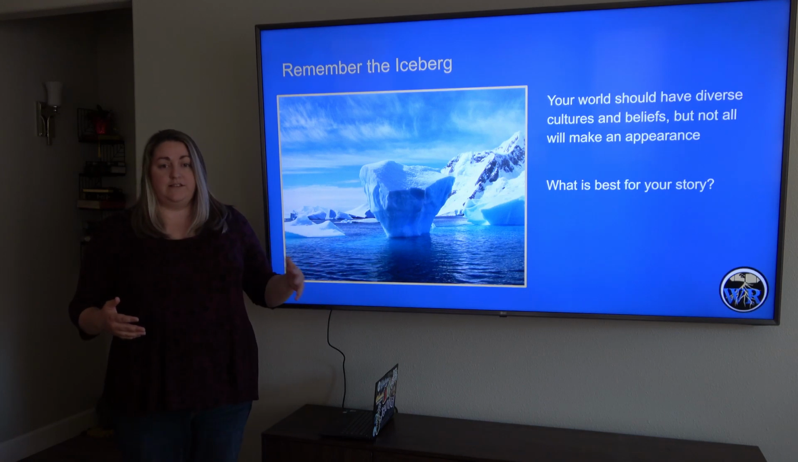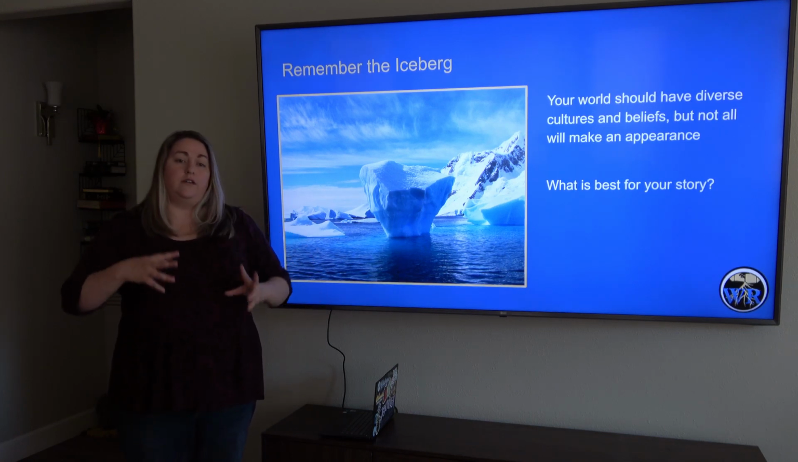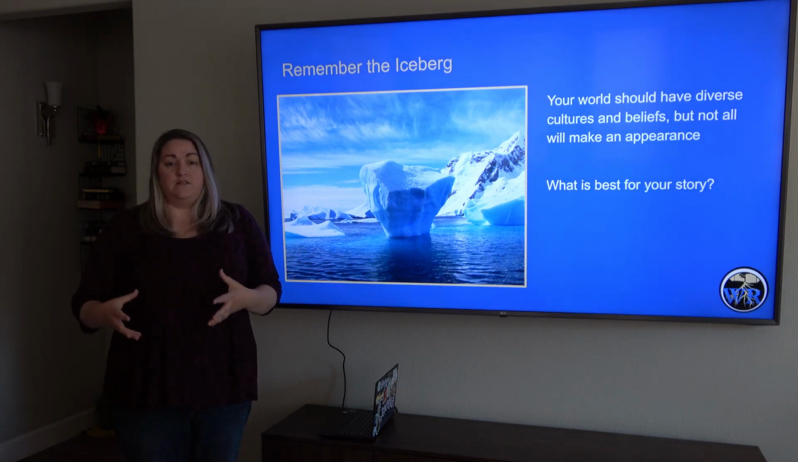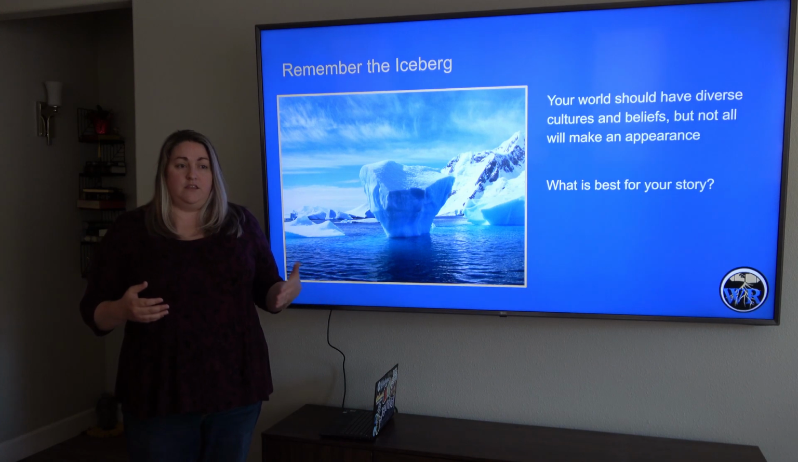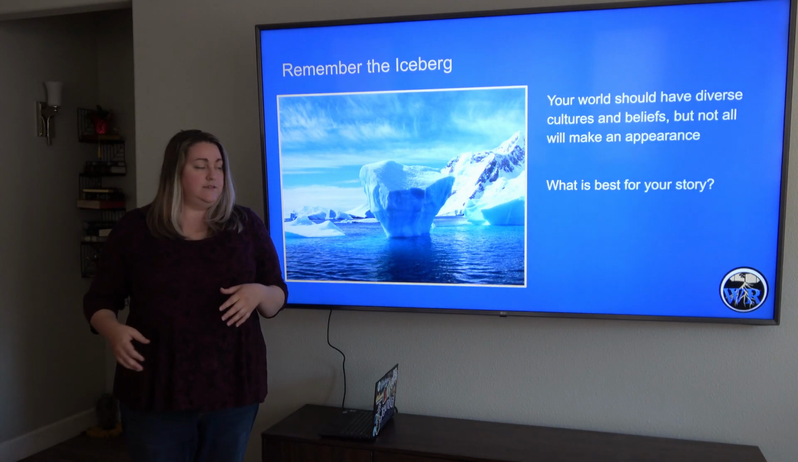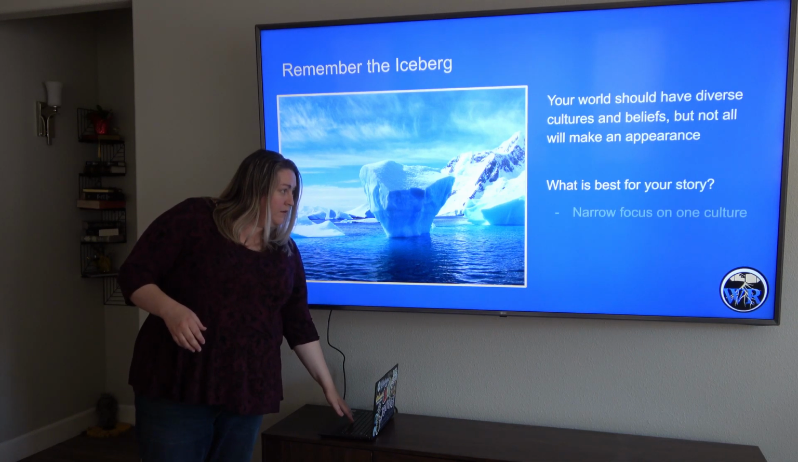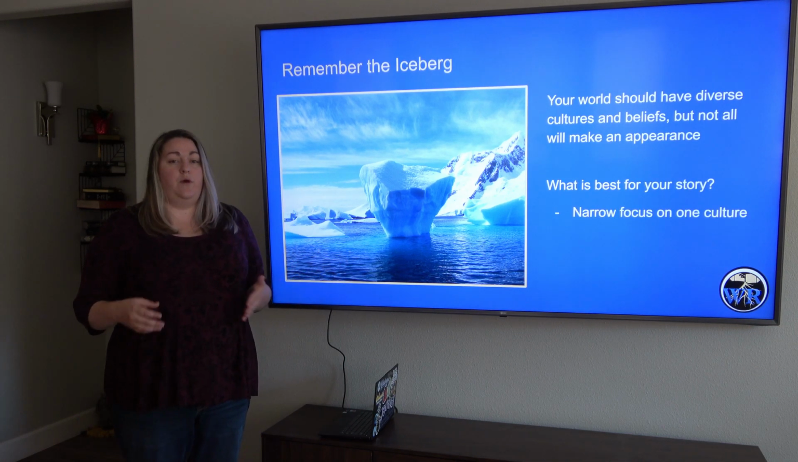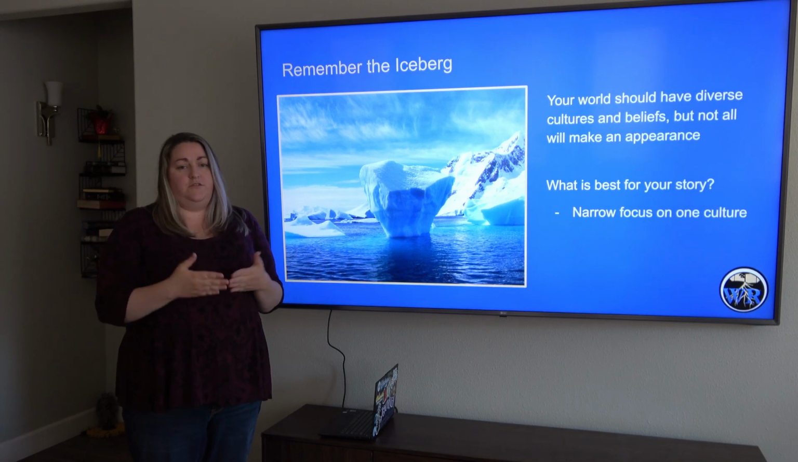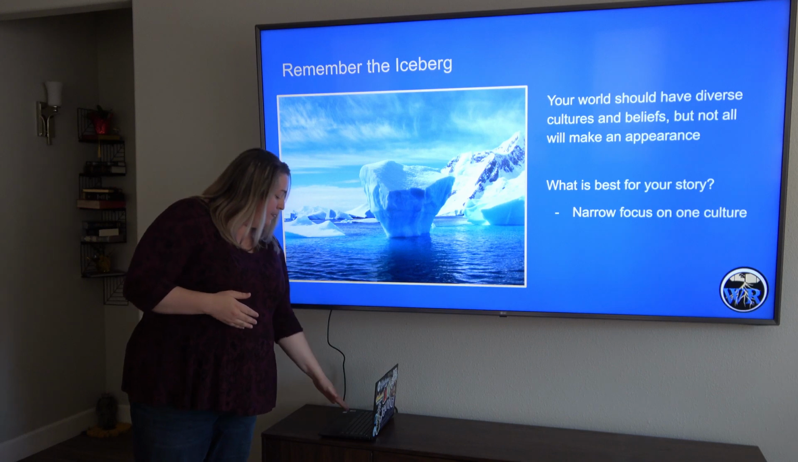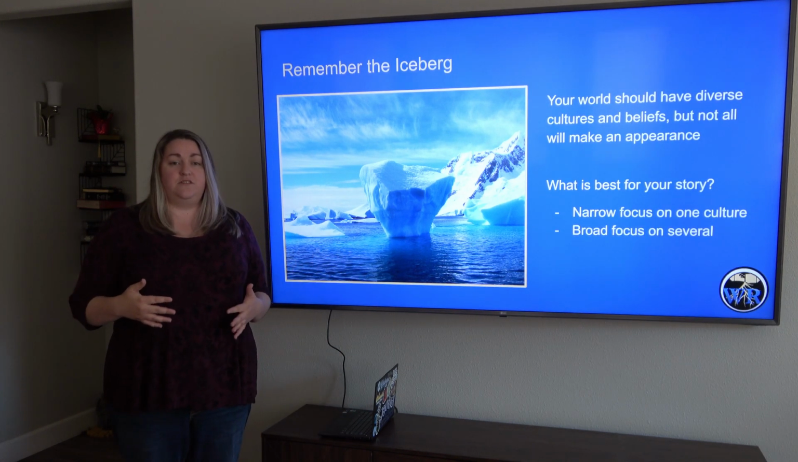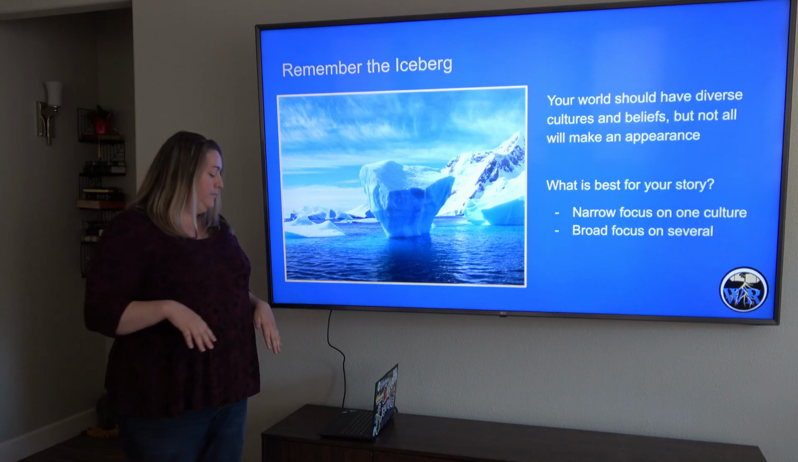Take Lord of the Rings, for example. We saw a small collection of the people who lived in the world. In Lord of the Rings, we didn't get to go back and see the woodland elves. The only person we got from that culture was Legolas. So you decide whether you need a narrow focus on one culture, like you're just focusing on the hobbits, or are you going to have a broad focus on several, and you're going to have representations of those varied cultures within your story.